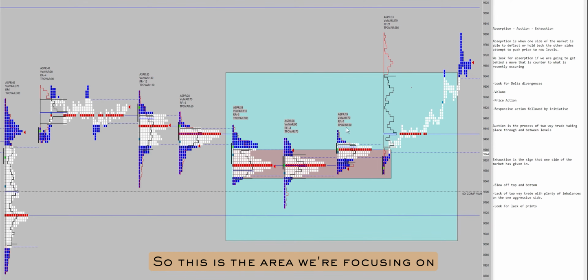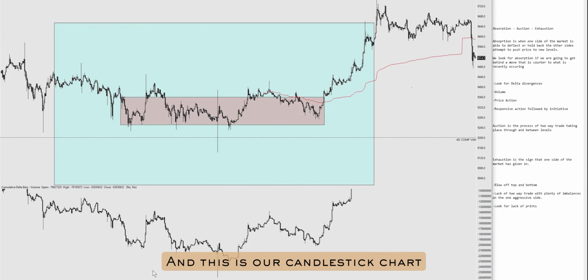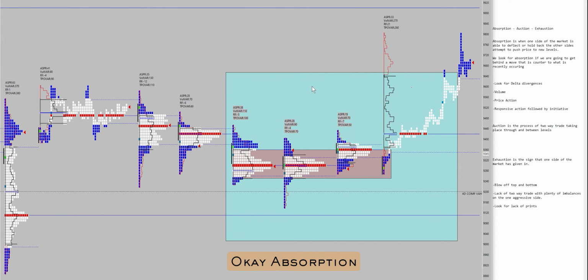So this is the area we're focusing on. This is the footprint chart we're going to be looking at, and this is our candlestick chart with our CVD. And there's actually a VWAP on here as well. So first things first, okay, absorption.